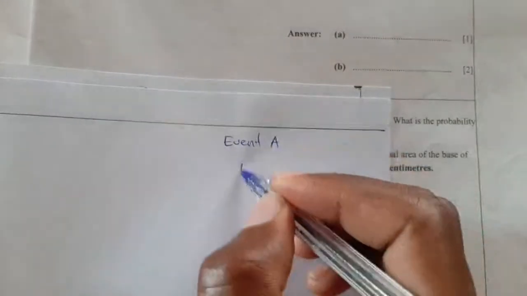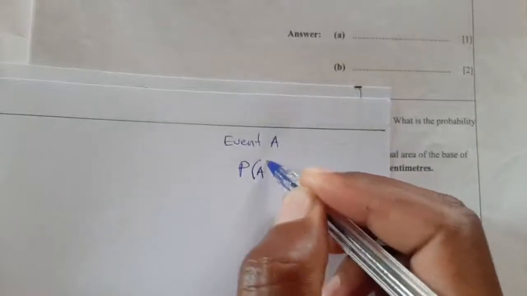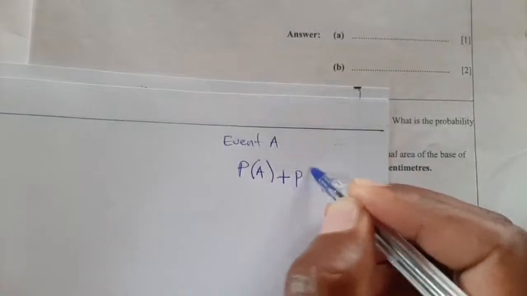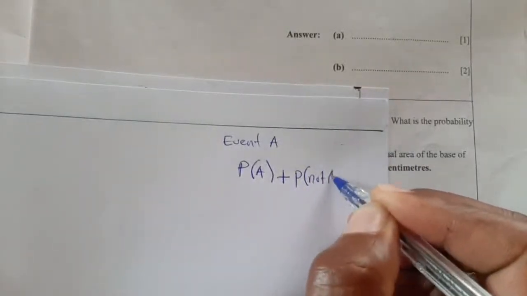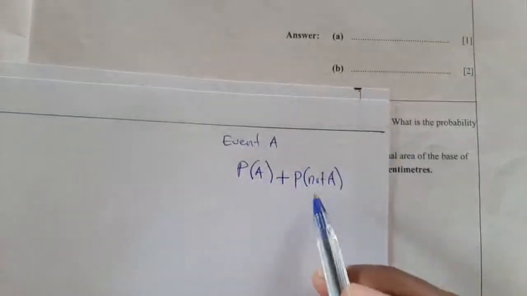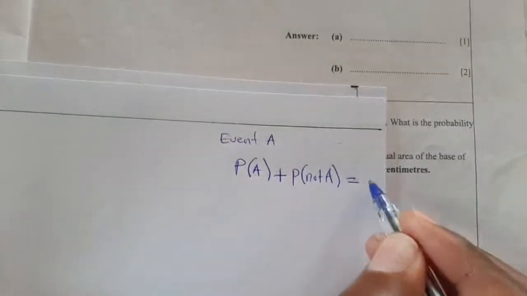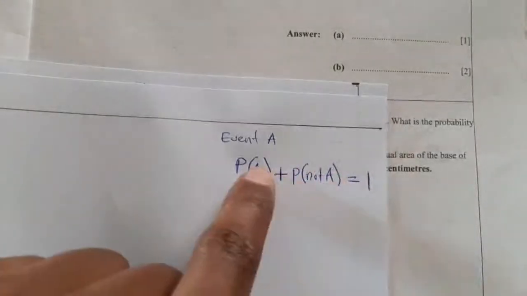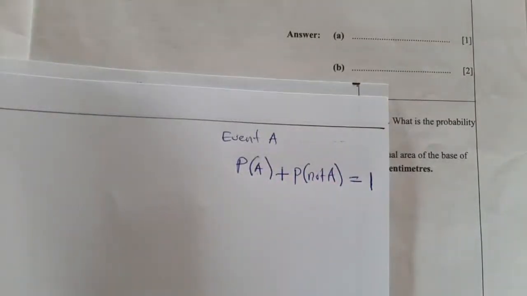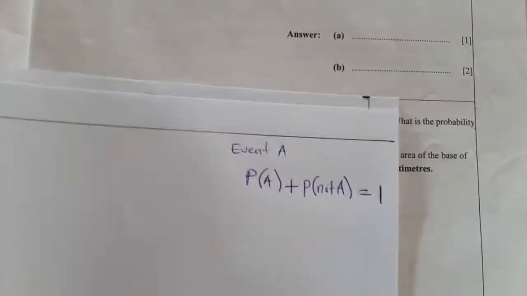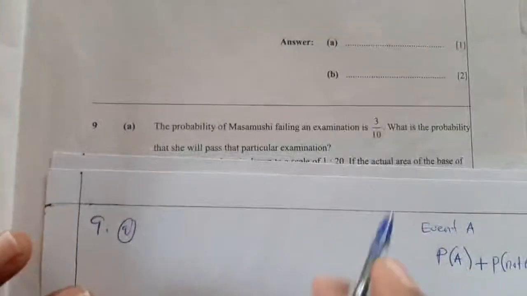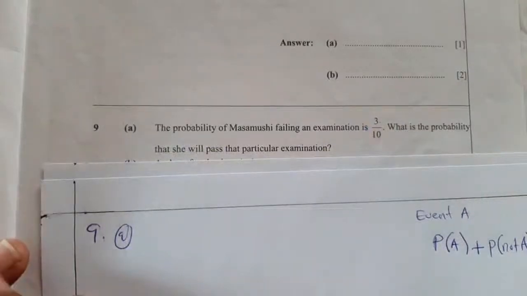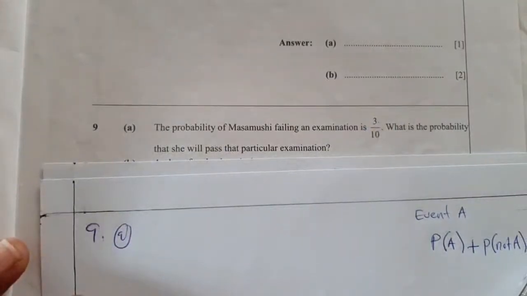Okay, the probability of picking A, and when I add the probability of not picking A, so probability of A and probability of not A, the answer here should give me a 1. When you add these two, the answer will be equal to 1. Okay? This is where we get our concept from. So in this case, this is the probability of passing, meaning when I add the probability of failing, the answer should be equal to 1. Okay?